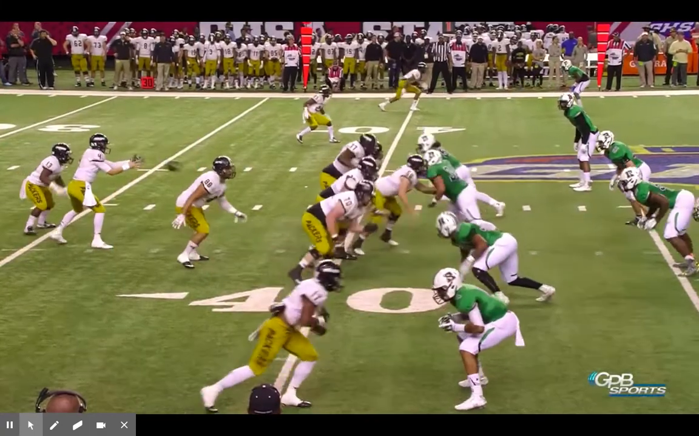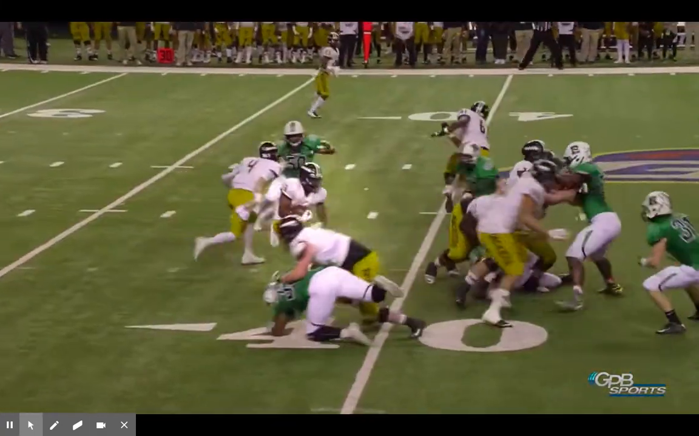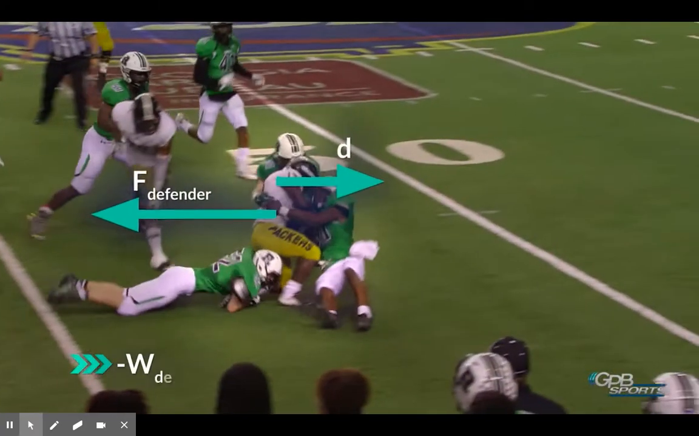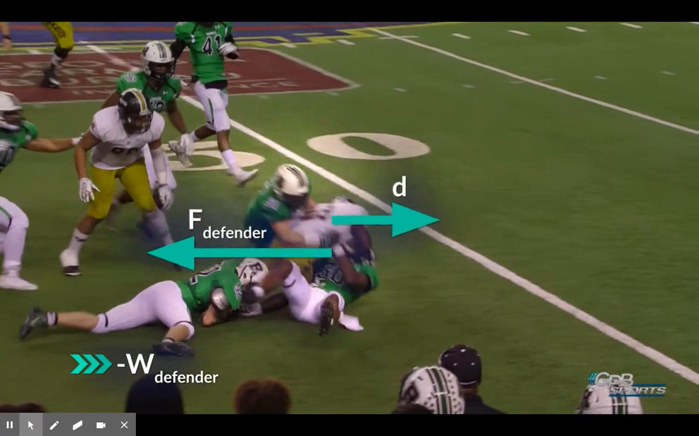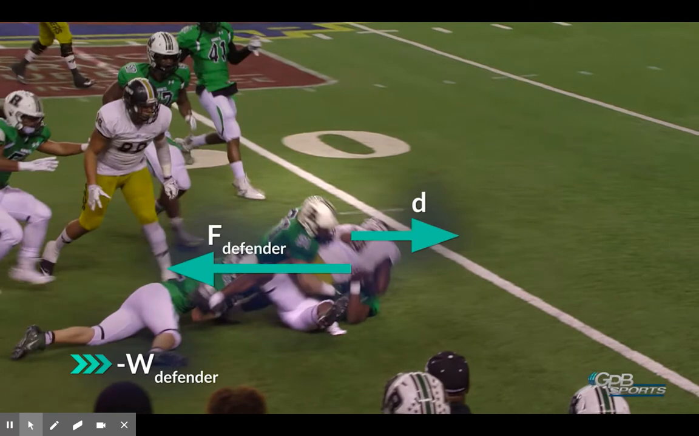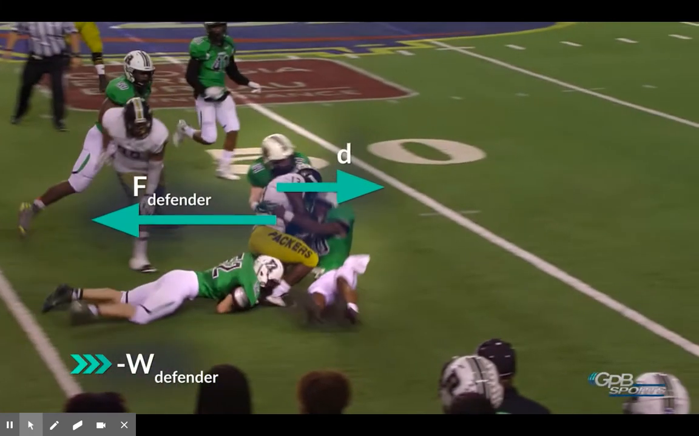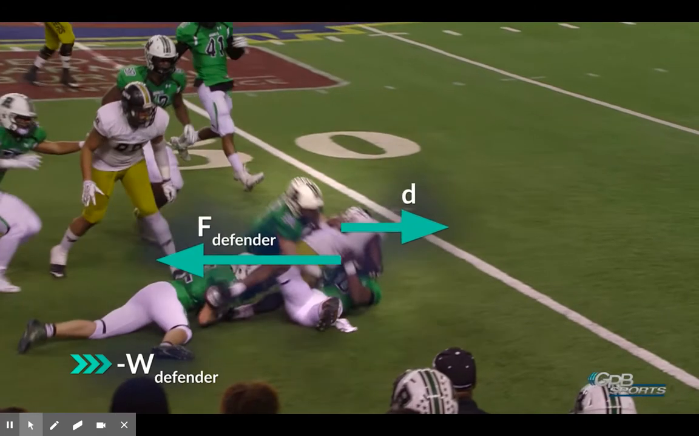Let's say the football player on the left is carrying the ball to the right, and he runs into the defender on the right. The defender will slow down the motion of the carrier. The ball carrier is slowing down and losing energy due to the force exerted on him by the defender. And the total amount of work done on the ball carrier is negative because he is losing energy.